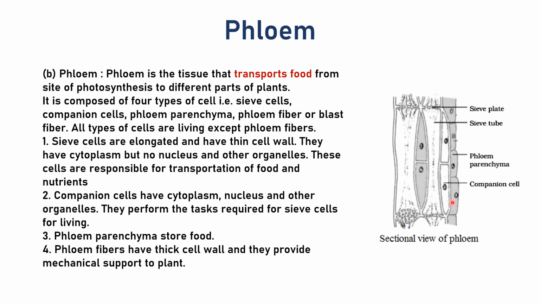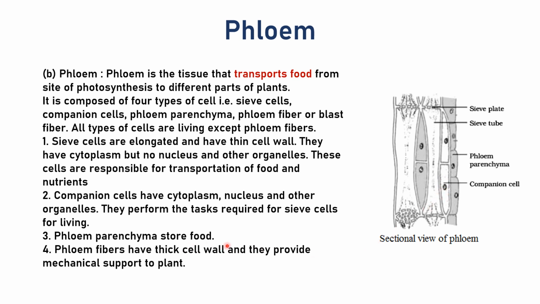Companion cells have cytoplasm, a nucleus and the other organelles. They perform the tasks required for the sieve cells for living, that is, metabolic functions. Different types of metabolic functions are performed by the companion cell.